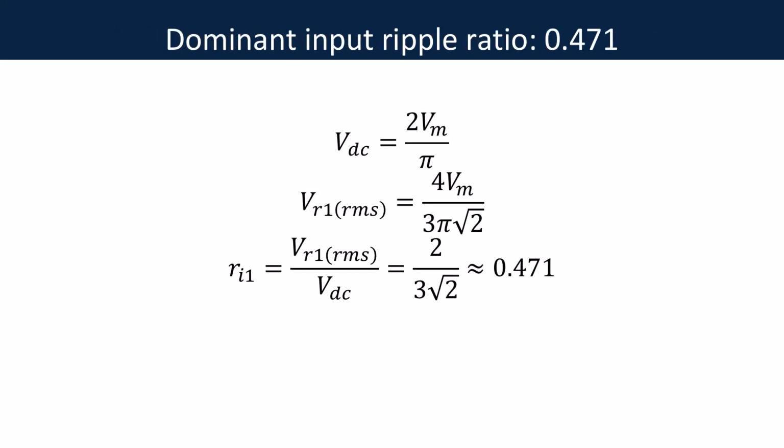The DC component of the full-wave waveform is 2Vm over pi. The first ripple harmonic has a peak amplitude of 4Vm over 3 pi, and its RMS value is that amplitude divided by √2. Dividing the first harmonic RMS ripple by the DC value gives approximately 0.471. The exact unfiltered full-wave ripple factor, including every harmonic, is about 0.482. We use 0.471 because our filter model retains only the dominant harmonic, while recognizing that it is an approximation.